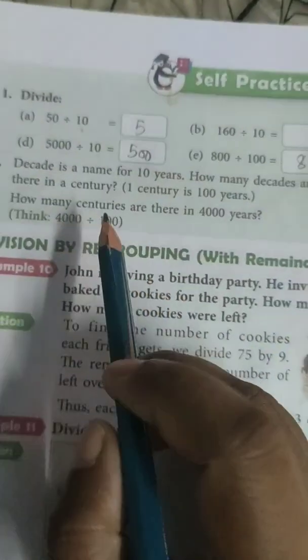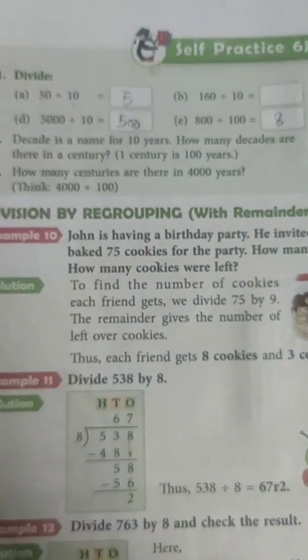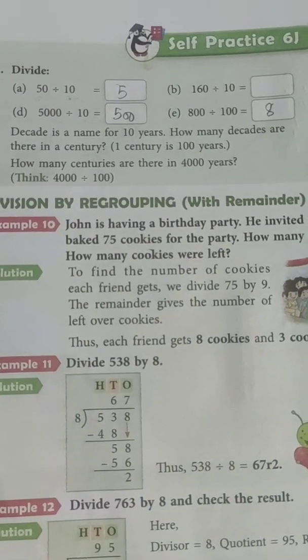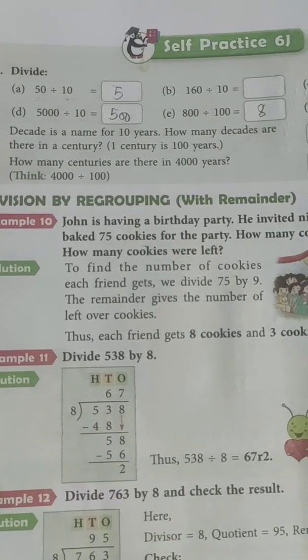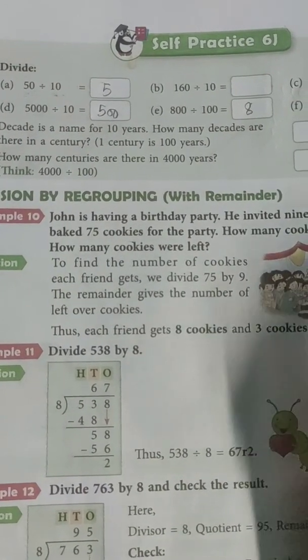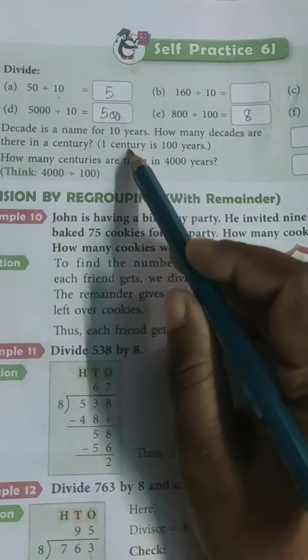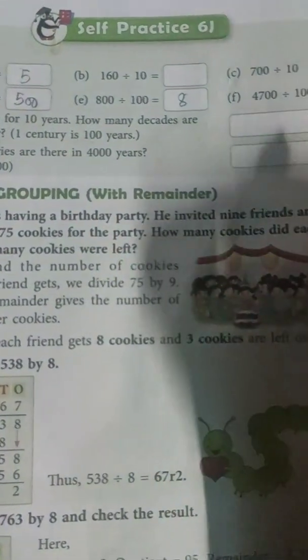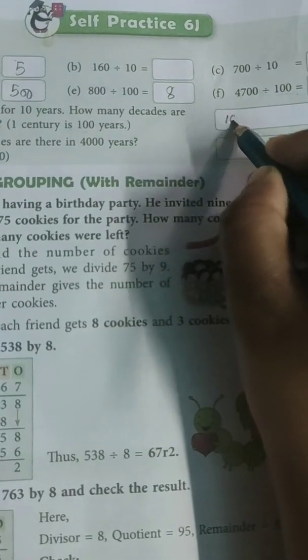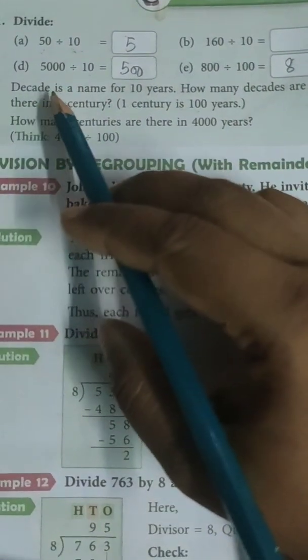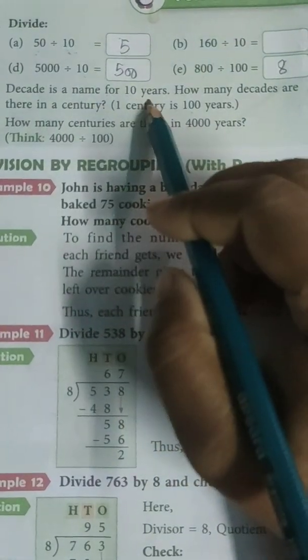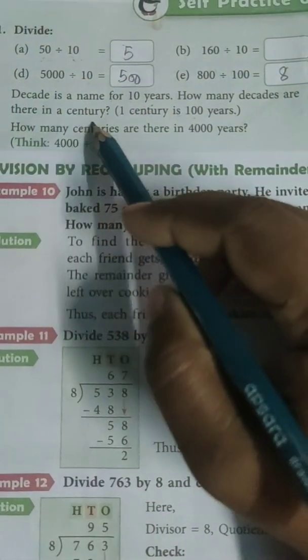Now the next question is, a decade is a name for 10 years. How many decades are there in a century? So in a century, how many years are there? 100 years. It is already given. So we will write 100 divided by 10, since a decade is a name for 10 years. So how many decades are there in a century?